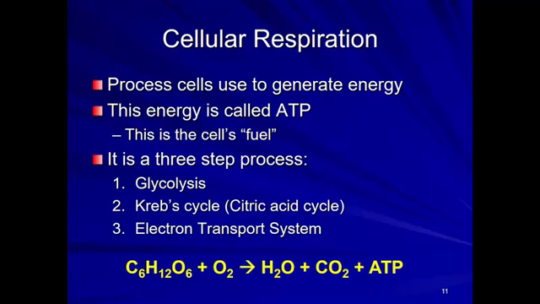There are 3 steps to cellular respiration, and the equation is down here at the bottom, and to go through the entire equation you need all 3 of these steps: glycolysis, the Krebs cycle, and the electron transport system. But what you're doing is taking glucose, C6H12O6, in the presence of oxygen, and you're generating water, carbon dioxide, and ATP. And ATP is the form of energy that cells use. Cars use gas, cells use ATP.